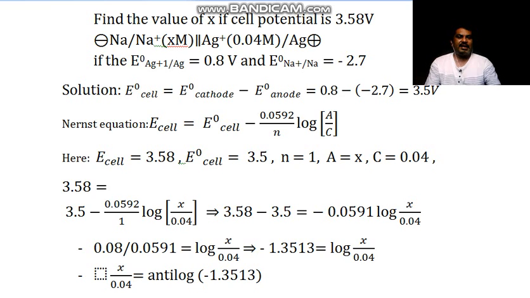-1.3513. This will come in anti-log. Okay, so x by 0.04 is equals to anti-log of this. So now anti-log of this we are going to find out. Okay, so please get ready for that. How to find out anti-log?